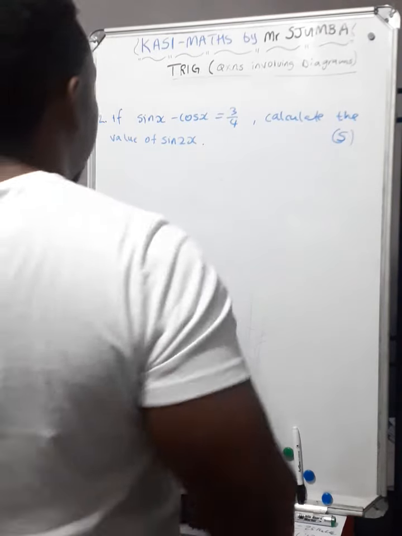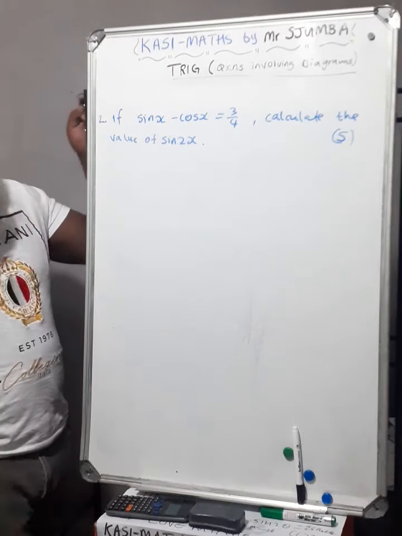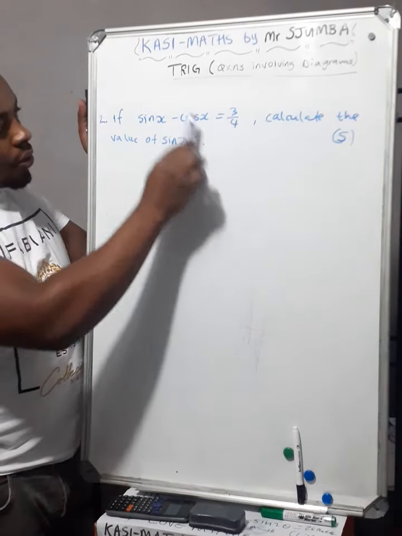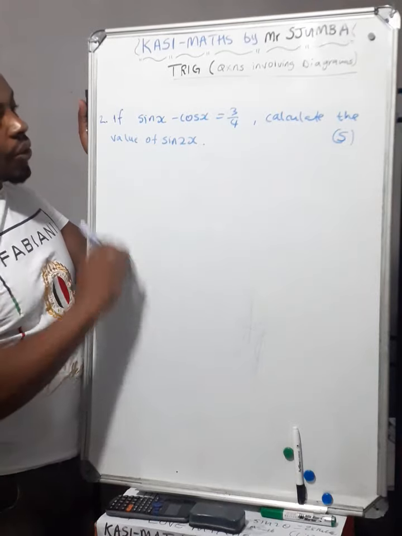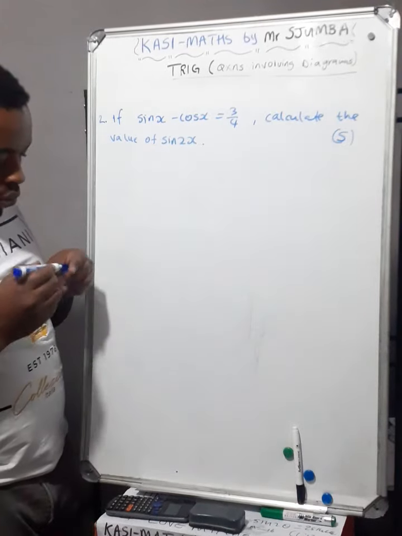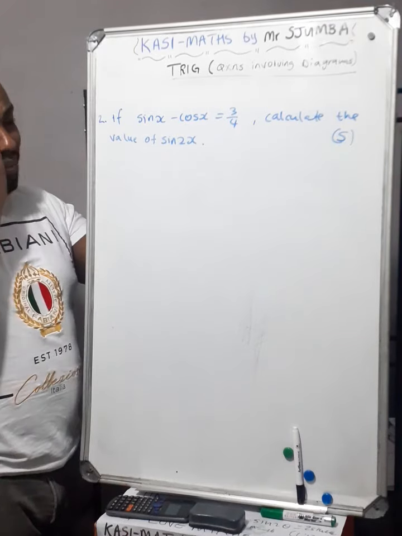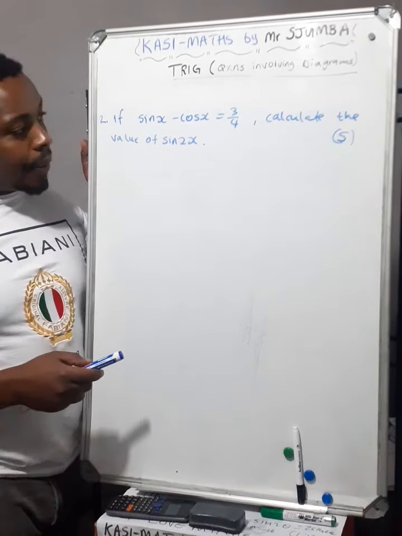So now we're given and let's listen. If sine x minus cos x is equal to 3 over 4, ne? Calculate the value of sine 2x. 5 marks. So okay, lana again we don't have to draw a diagram, ne? The values in open algebra, ne?